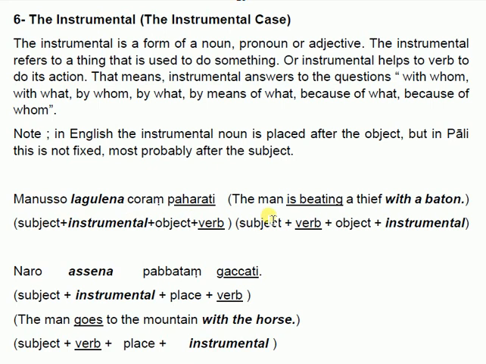The man is beating a thief with a baton. Manusso, subject, the man. Lagulena, instrumental, with a baton. Chorang, object, a thief. Paharati, verb, is beating. So, manusso lagulena chorang paharati. The man is beating a thief with a baton. See another example?